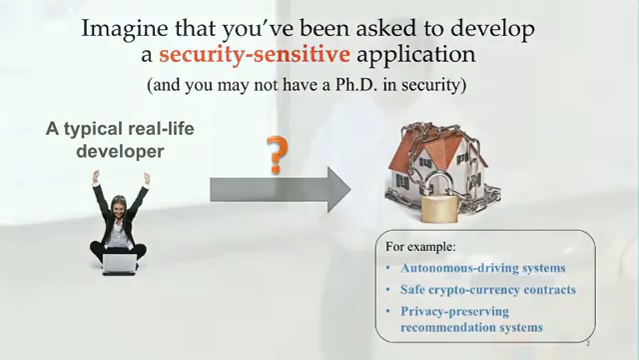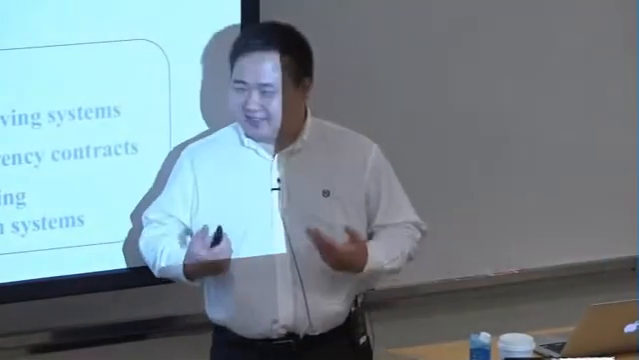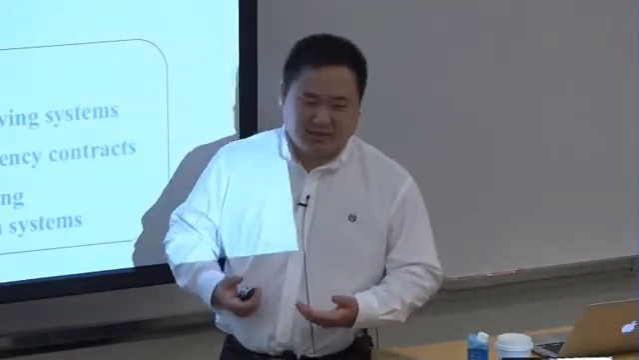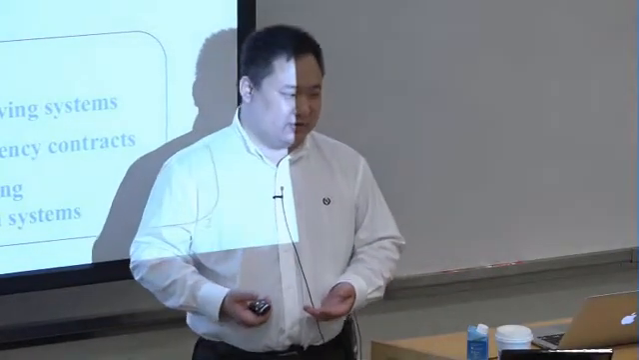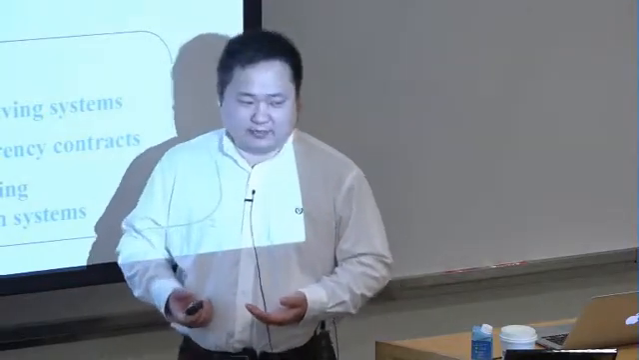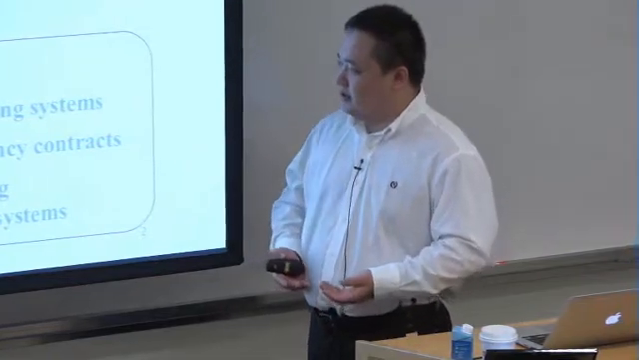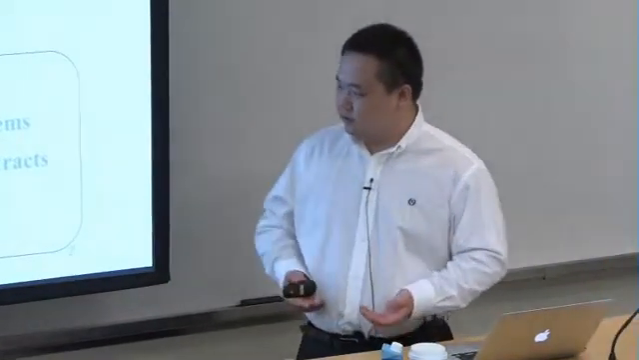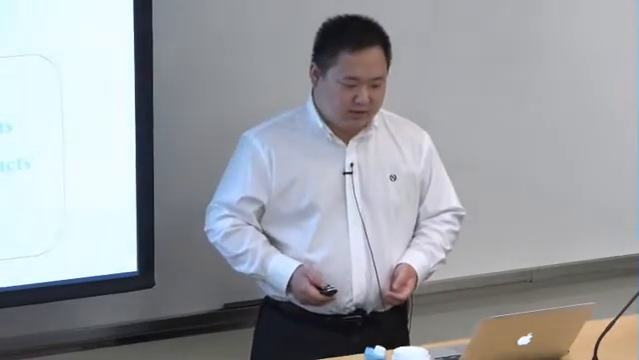Okay, so consider we are just an average PhD student. Okay, so I shouldn't use the term average, but what I mean is that assume that we are not having any security background, then we are asked to develop some system, for example, like the autonomous driving system or the cryptocurrency contracts, or even the recommendation system. So then what can you do to guarantee the security of this system?